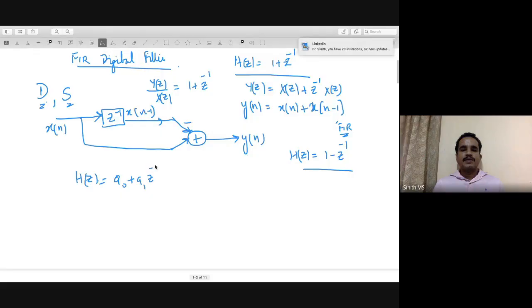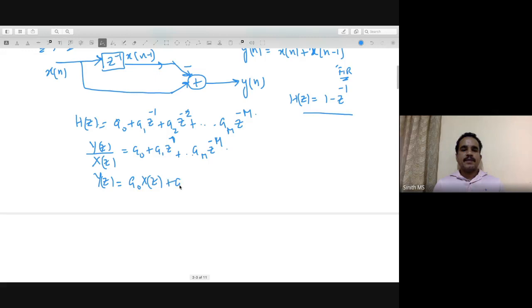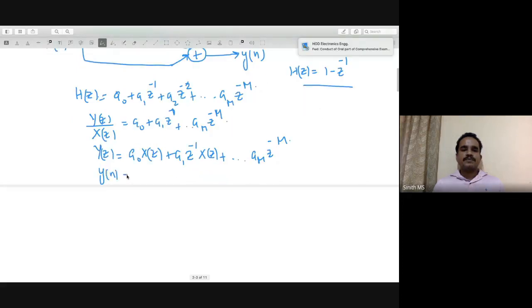Okay, now suppose you have some random H(z) equal to say a0 plus a1 z inverse plus a2 z raised to minus 2 plus etc. say am z raised to minus m. If you want to implement this, how will you implement? You take the inverse transform, this becomes Y(z) by X(z). You cross multiply, so Y(z) basically becomes a0 X(z) plus a1 z inverse X(z) plus etc. up to am z raised to minus m X(z). And this can be written as y[n] equal to a0 x[n] plus a1 x[n minus 1] plus etc. up to am x[n minus m].